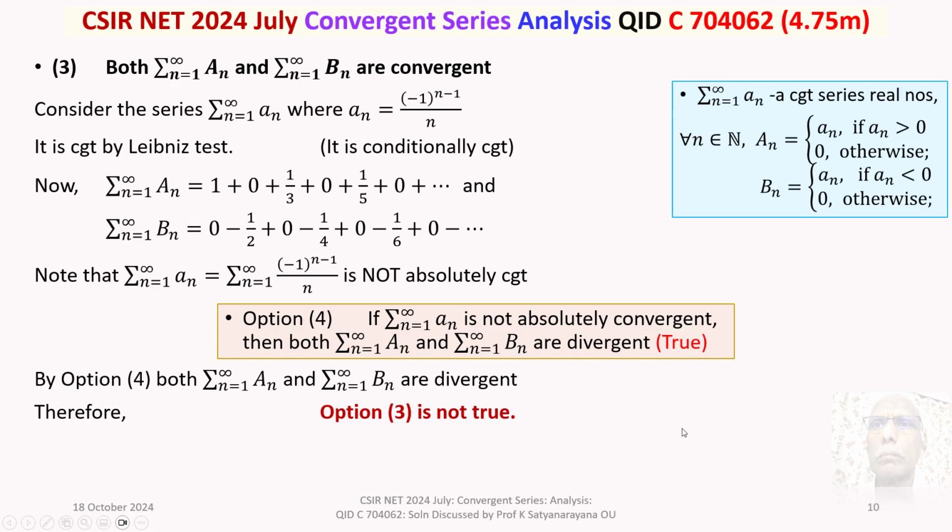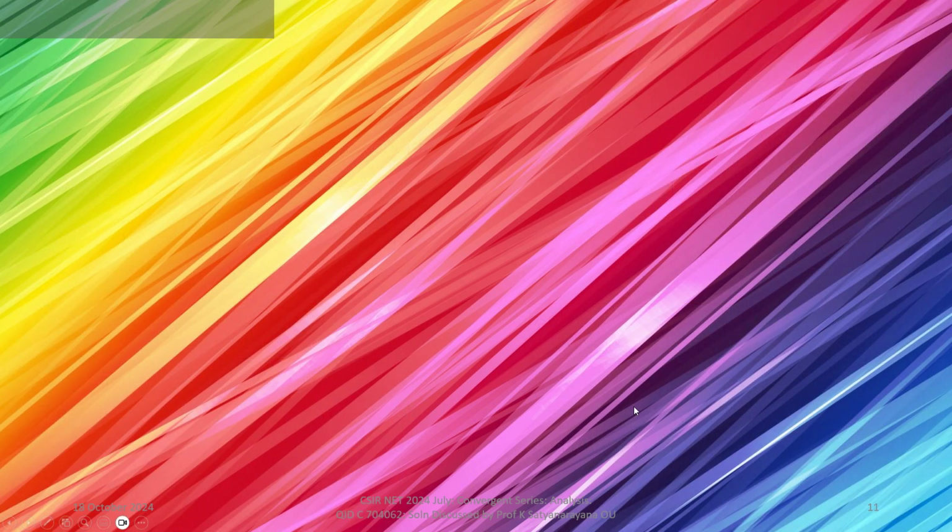Now, combining all the options, the answer to this question is options 1, 2 and 4. And that is the detailed discussion of the solution of the given problem from the section analysis, which is related to the convergence of series. In my opinion, it is definitely a very difficult question. While writing the examination, I think it will be a tough question there. Anyway, I am sure that you have understood the solution of this problem.